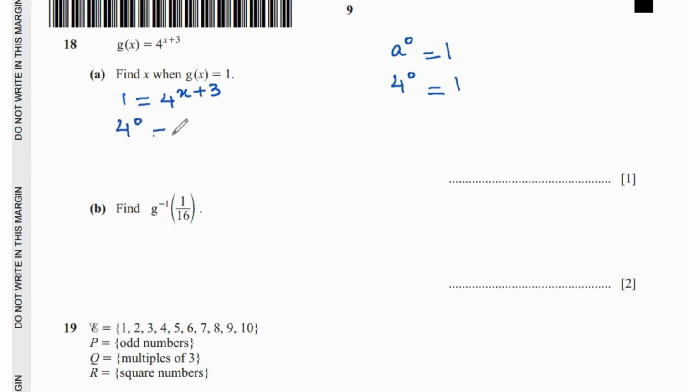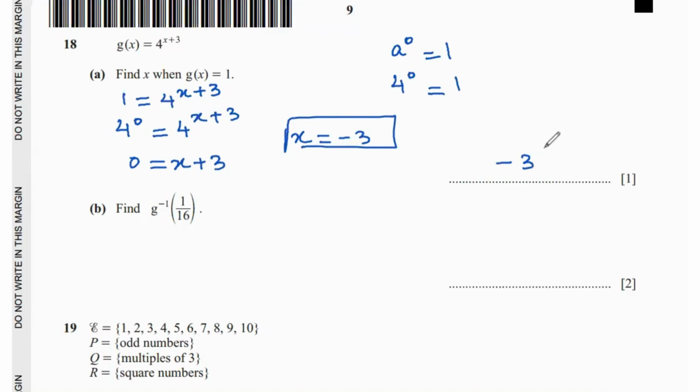Now, if you notice, we have similar bases on both sides, which is 4. And whenever we have similar bases on both sides, we can put the powers equal to each other. So 0 equals x plus 3, and x equals negative 3. Then part B says g inverse of 1 over 16.